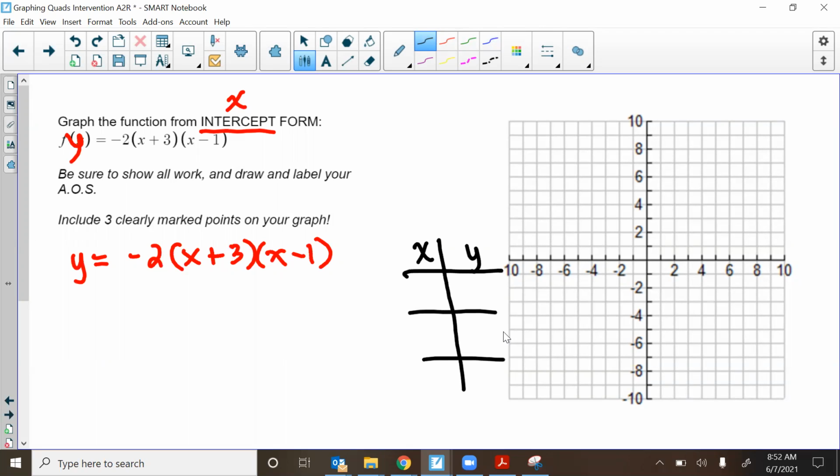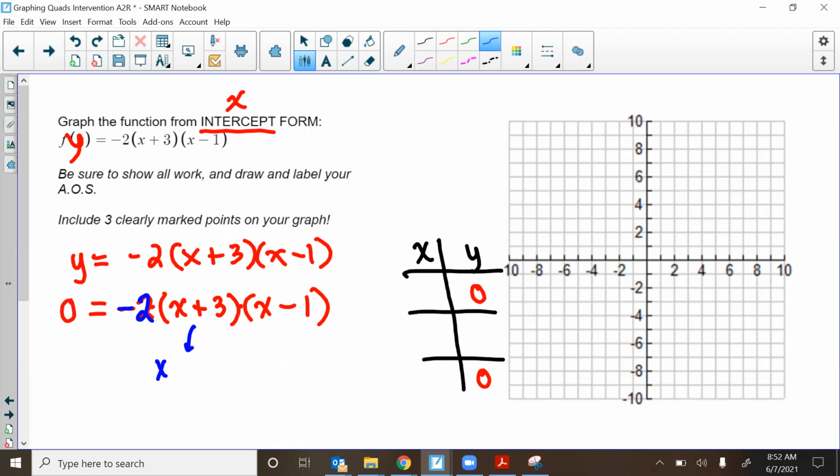So I'm going to make my 3-row table, and I'm going to put in 0 for my y, and that's going to give me my x-intercepts. So when I put in 0 for y, remember that when we have things that multiply together, at least one of them has to be 0. Now the 2 cannot be 0. -2 is just -2, it cannot equal 0.